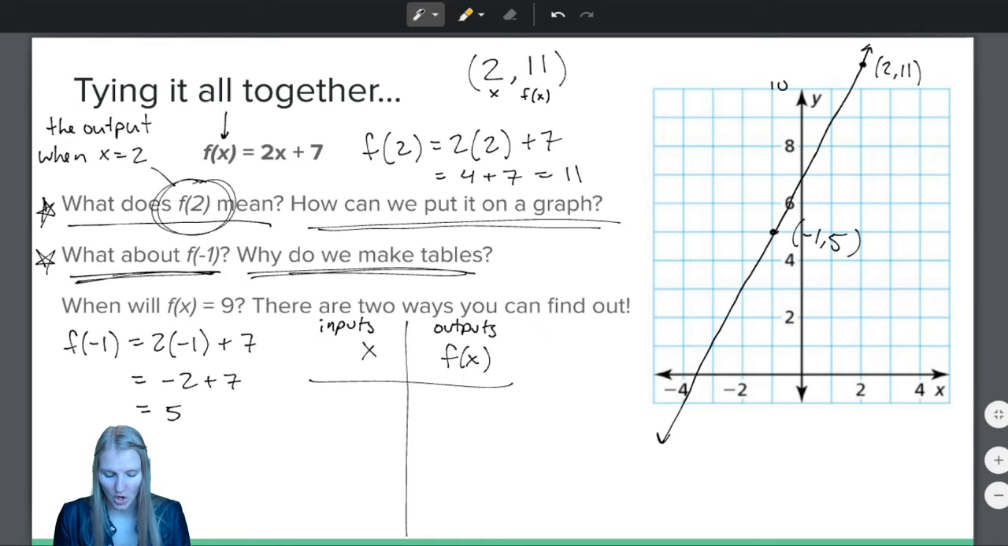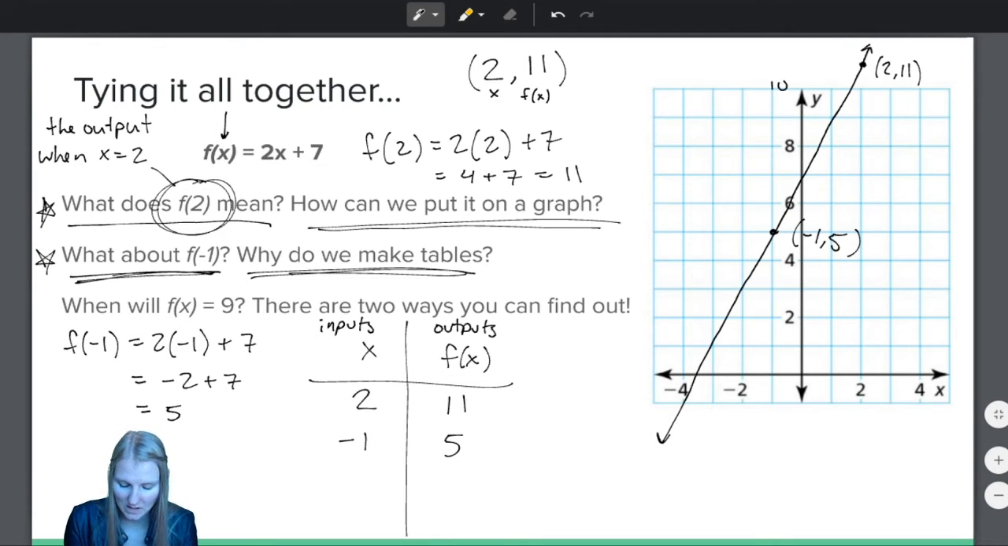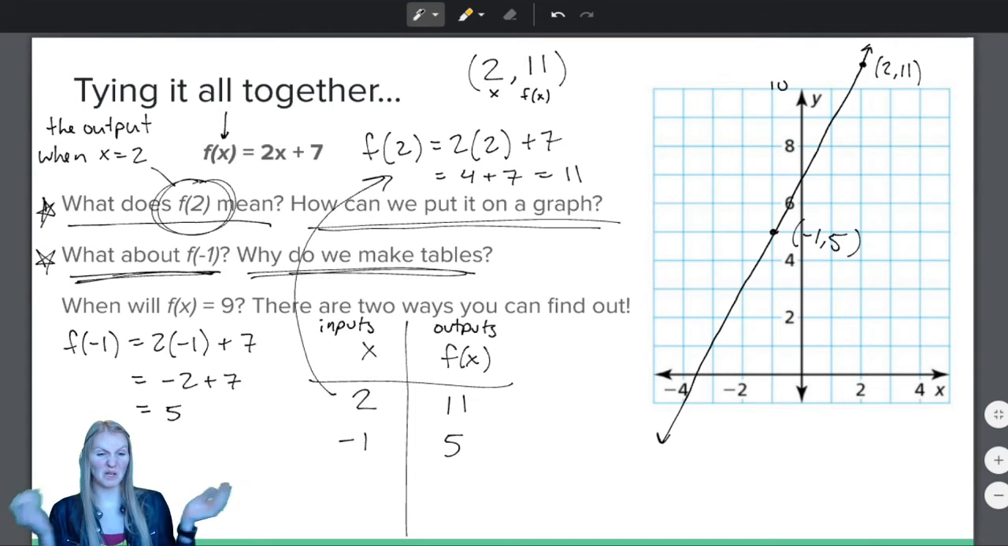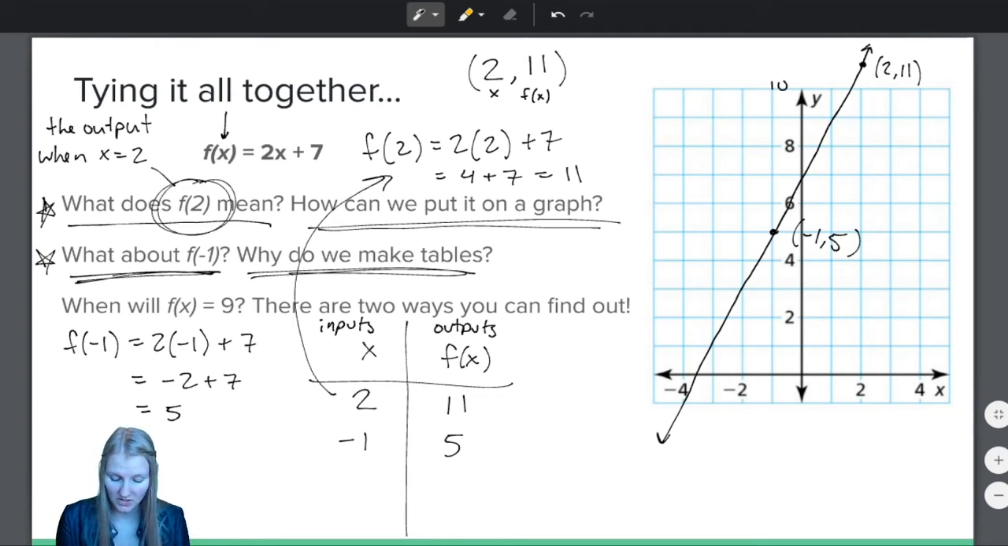So, in our table, we would have 2 and 11, -1 and 5. We would have our inputs on this side, and when we plugged those inputs in, we would put the output right next to it. Why did we make these tables? Was it for fun? Did it help us accomplish the problem in any way? Yes, it does. Because as we choose more inputs, we can put more points on our graph.